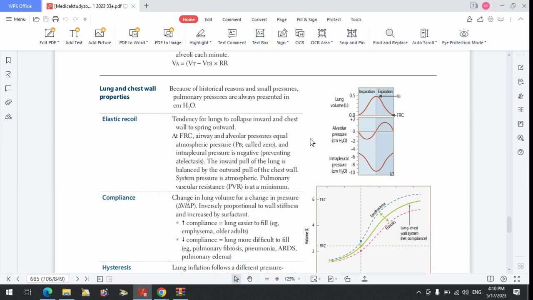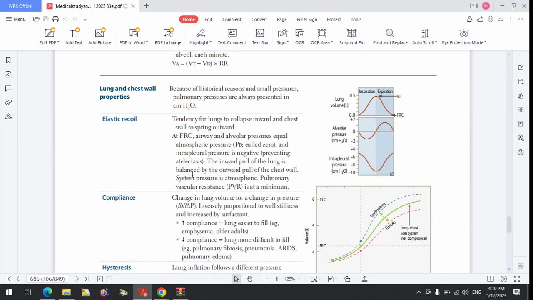That's one point. The other point is that the atmospheric pressure is equal to the intra-alveolar pressure. You can see it here. The airway and the alveolar pressure are equal to the atmospheric pressure, which is PB, called zero. And of course, what will happen to the intrapleural pressure at rest? What's the value? Negative. It is negative, hence preventing atelectasis. That's the reason why it's negative.